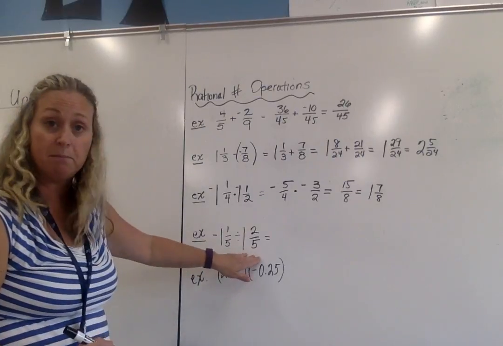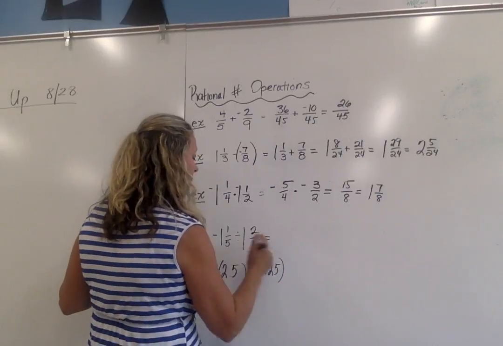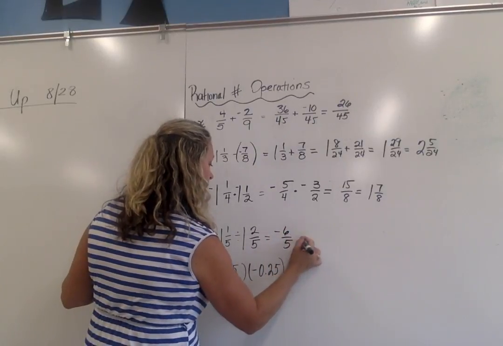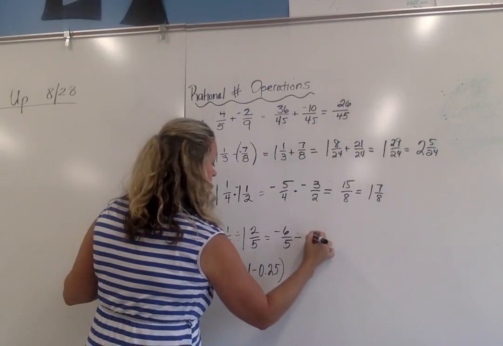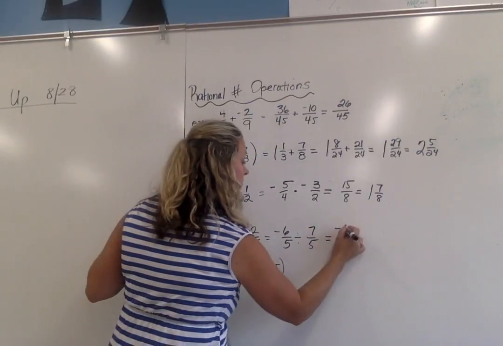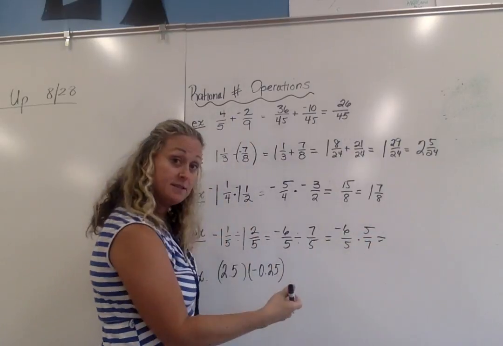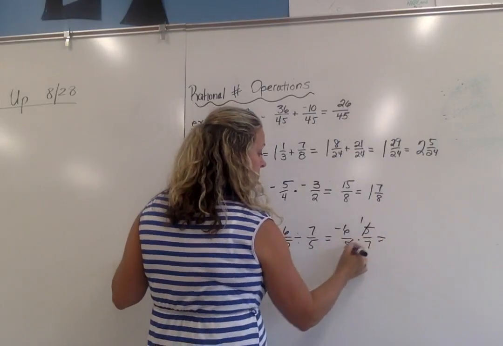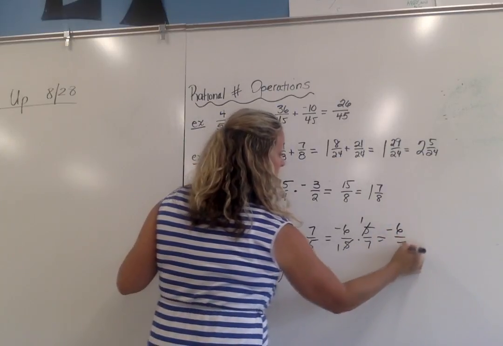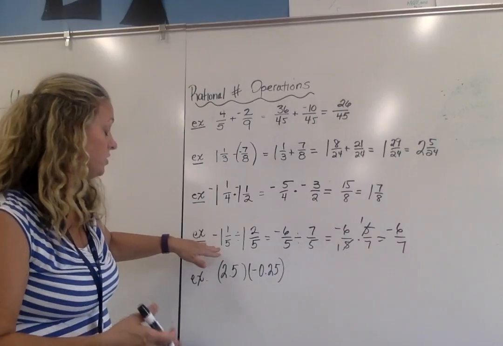A negative divided by a positive is going to be a negative. So I know my answer is going to be negative, but I have to change them into improper fractions. 7/5. When I divide, I multiply by the reciprocal. I can simplify prior to multiplication. My answer ends up being negative because one of the rational numbers is negative.